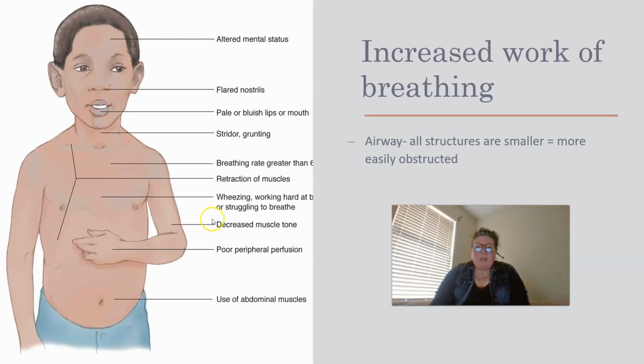Wheezing, work of breathing, struggling to breathe, decreased muscle tone, poor perfusion, this is from hypoxia, and use of abdominal muscles. Now, in infants, abdominal muscle use, belly breathing, is normal, where you see the belly rising and falling with inspiration and exhalation. It can be normal, but when they're really having paradoxical breathing or a seesaw respiratory pattern, that is a sign of respiratory distress or increased work of breathing.